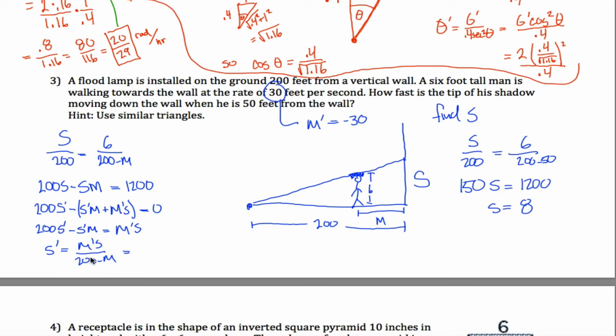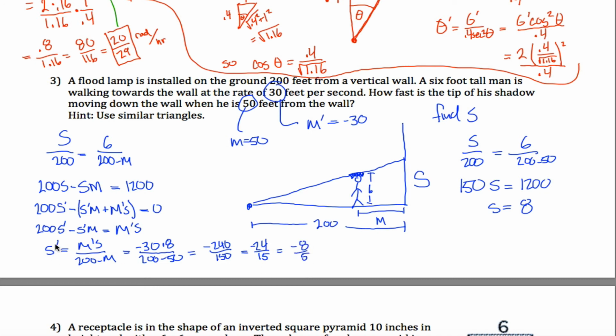And I think I have all these pieces. M is given to me to be 50. So I got 50 times S. All right, that should be M prime up on the top, not M. M prime is negative 30. S is equal to 8 divided by 200 minus M. M is 50. So I get negative 240 divided by 150. In other words, negative 24 over 15, which 3 goes into both of those, negative 8/5.